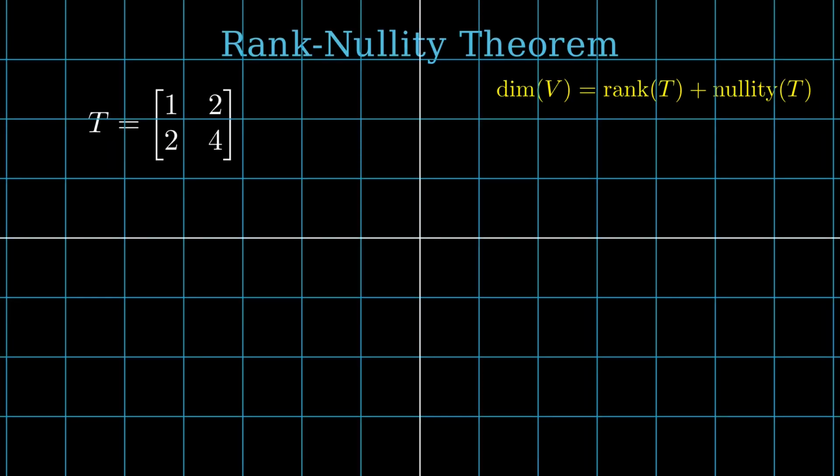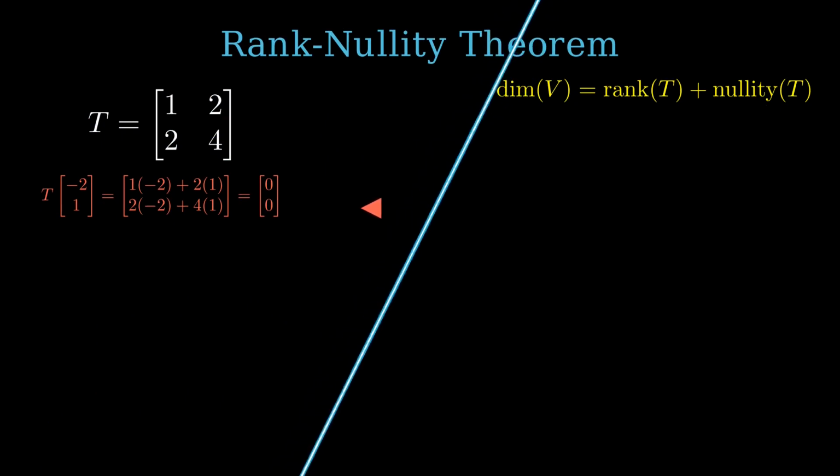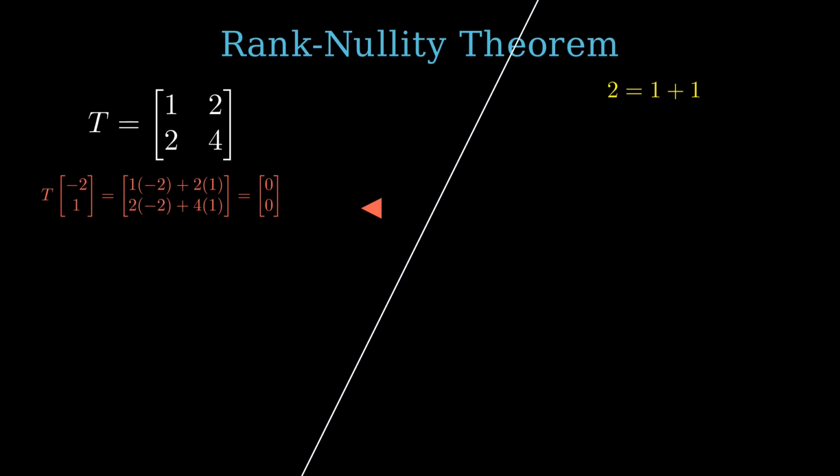Let's look at a 2D numerical example. Consider this matrix where the second row is exactly twice the first. This means the rows are linearly dependent. If we multiply the matrix by the vector -2, 1, we get the 0 vector. This vector lives in the kernel. In this transformation, the entire 2D plane collapses into a 1D line. One dimension is preserved as rank, and one dimension is lost to the kernel.